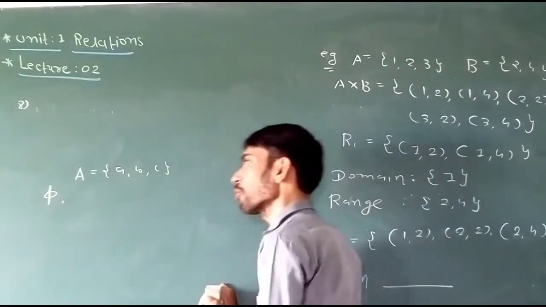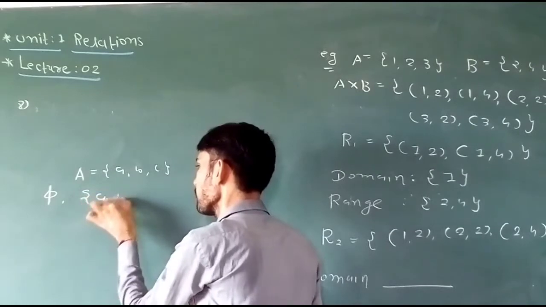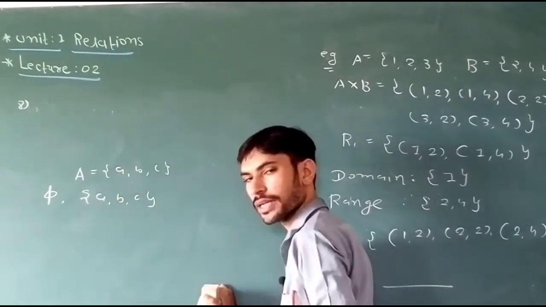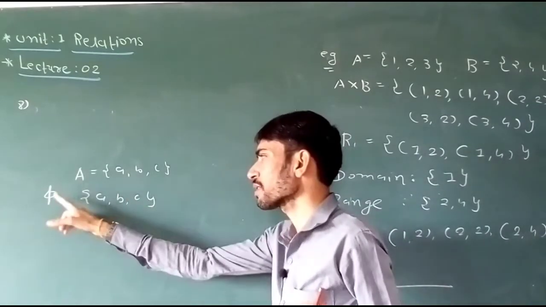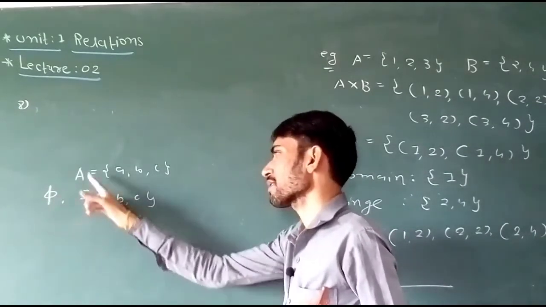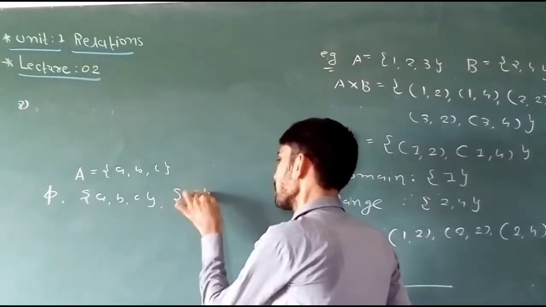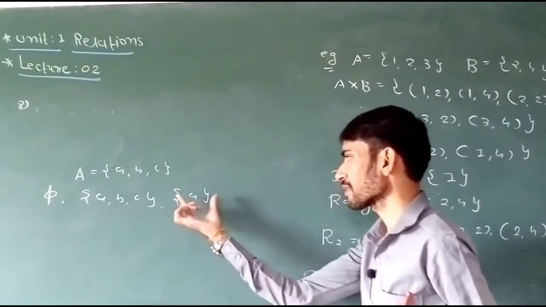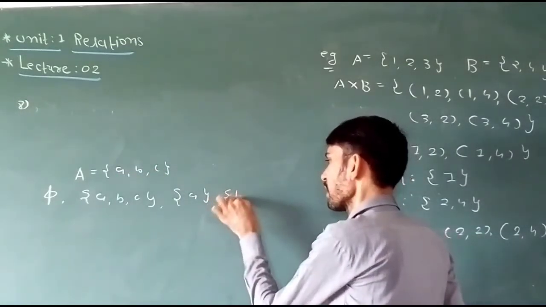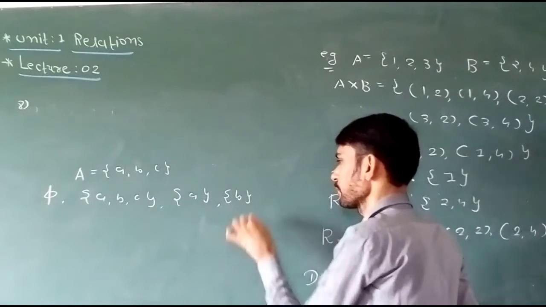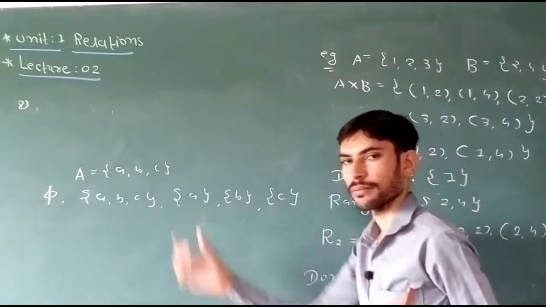Second set, what will it be? Set A itself. So now we write the set A itself, ABC. This is also a subset of set A. Here we write all the possible subsets of set A. First one is the empty set. Second we write the set A itself. Now the next one is the singleton A, a subset of set A. Next is the singleton B, a subset of set A. Next we write the singleton C, a subset of set A.